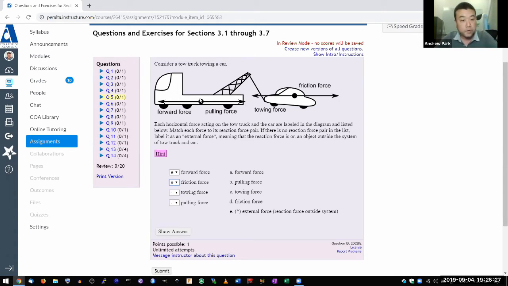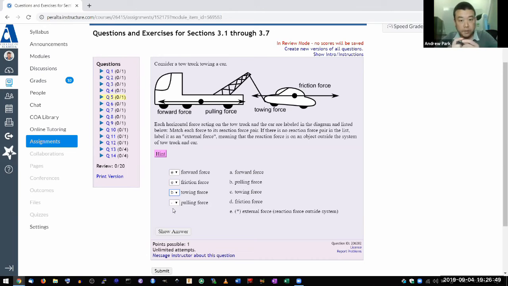So then the reaction force must be on the truck. So where are the forces that are on the truck? I guess to be in the opposite direction, it must be pulling the truck backward. And there's only one force here, the pulling force. So the reaction force to the towing force is the pulling force.